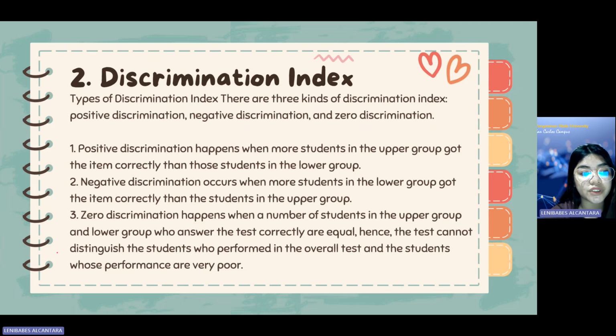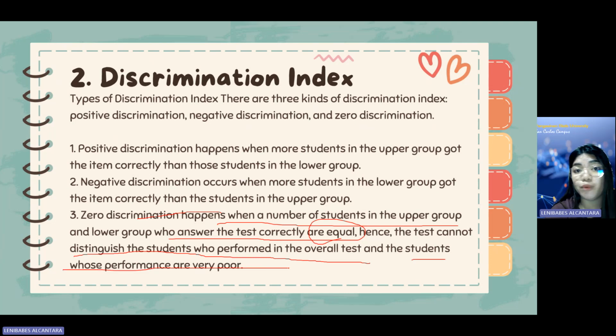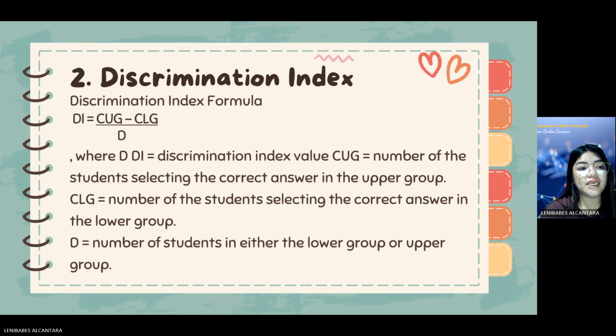3 naman, if of course, zero discrimination happens when the number of students in the upper and lower group who answer the test correctly are equal, if it's balanced, parehas. Ibig sabihin, yung test, it cannot distinguish the students who perform in the overall test and the students whose performance are very poor. Okay? Kasi balance nga. So, zero discrimination siya.